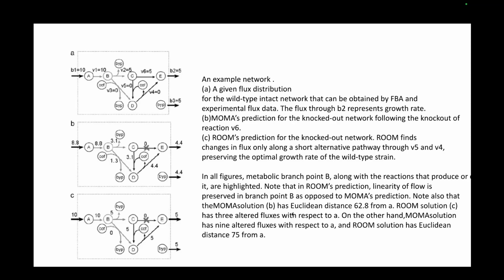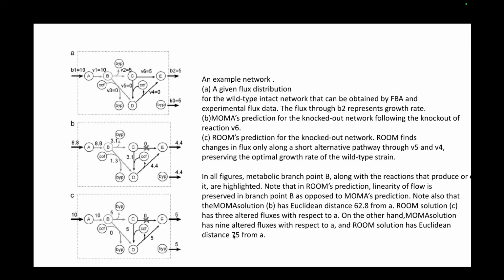The MoMA solution has a Euclidean distance of 62.8 from the ROOM solution and has three altered fluxes with respect to the original network. On the other hand, the ROOM solution has 9 altered fluxes with respect to A, and the MoMA solution has a Euclidean distance of 75 from A. See, MoMA was trying to minimize the Euclidean distance from its wild type solution space to its knockout solution space, so the Euclidean distance is lower here, while ROOM did not try that, so it is much higher here.